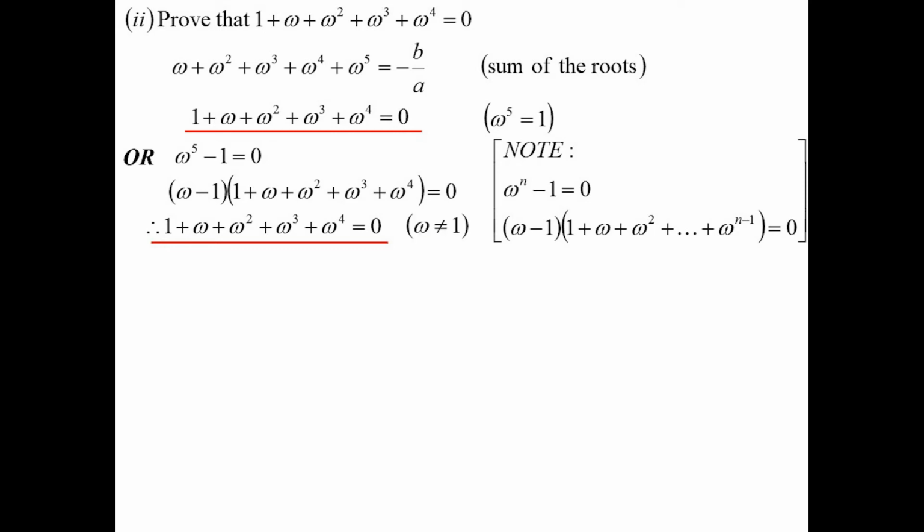Because 1 minus omega can't equal 0. Because remember, omega was a complex root, so omega can't equal 1, which would be a real root. So it must be the other factor that's equal to 0. That's one way we could do it.